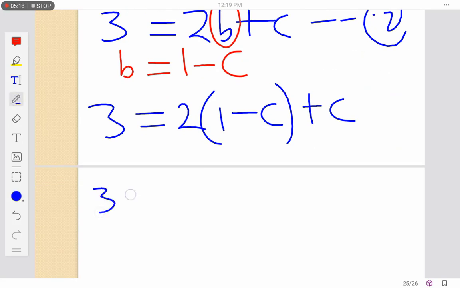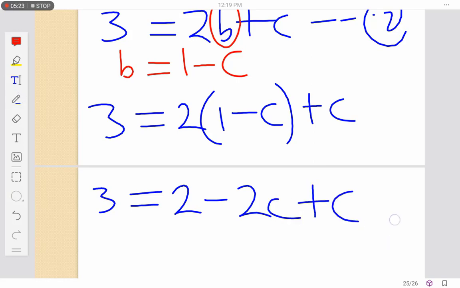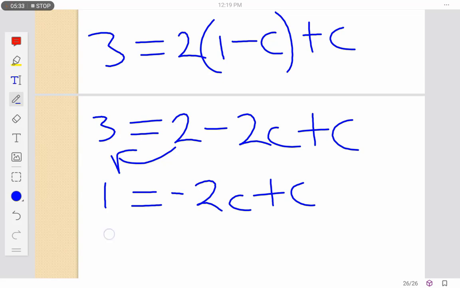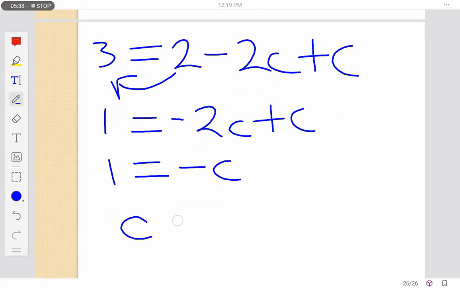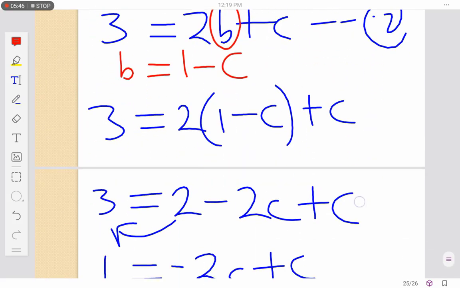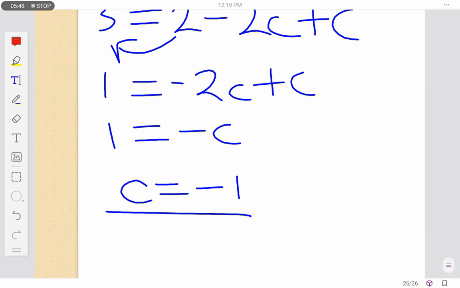Let's solve that. We have 3 is equal to 2 minus 2c plus c. This one comes here, it becomes 1 is equal to minus 2c plus c. This becomes 1 is equal to minus c. So at the end of the day, our c is equal to minus 1. Now we have got our c. Remember, we used the equation b is equal to 1 minus c.